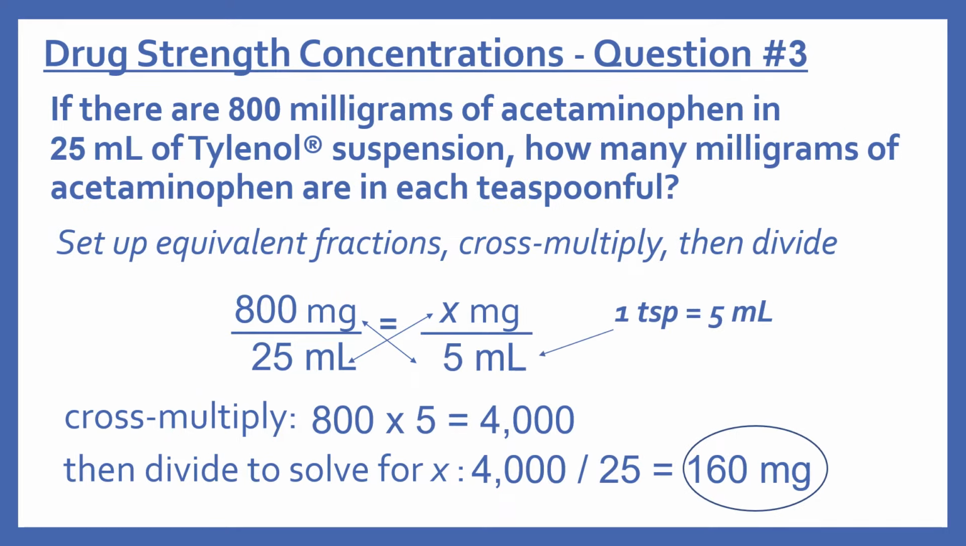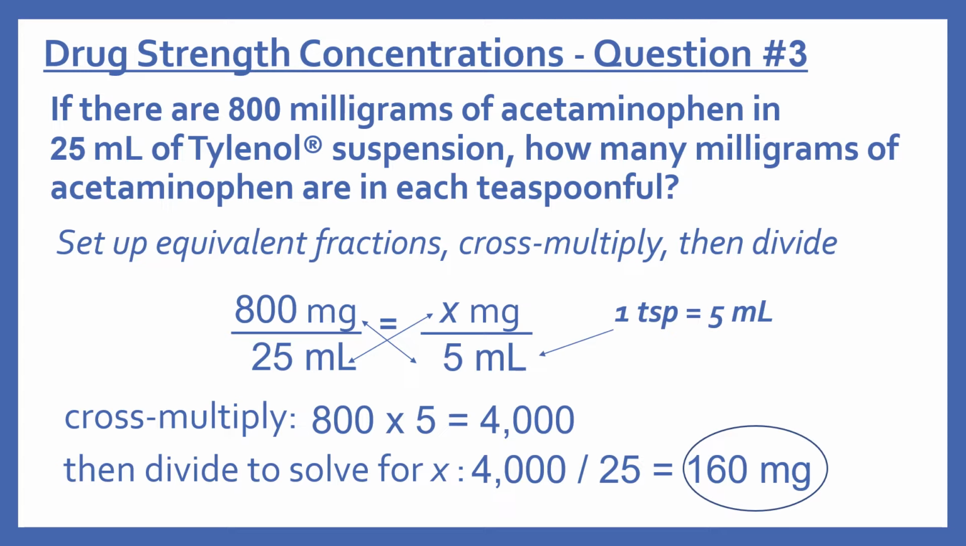Now we'll look at drug strength concentrations, question number 3. If there are 800 milligrams of acetaminophen in 25 milliliters of Tylenol suspension, how many milligrams of acetaminophen are in each teaspoonful? So we're going to solve this one the same way. We're going to set up equivalent fractions, cross multiply, then divide.